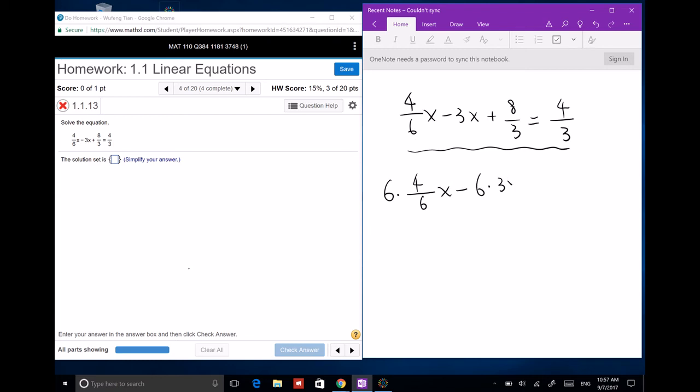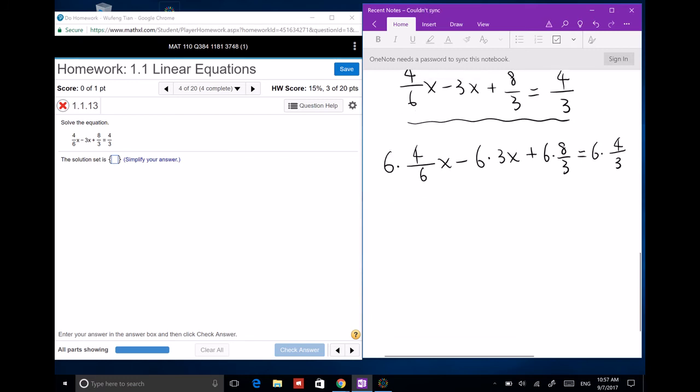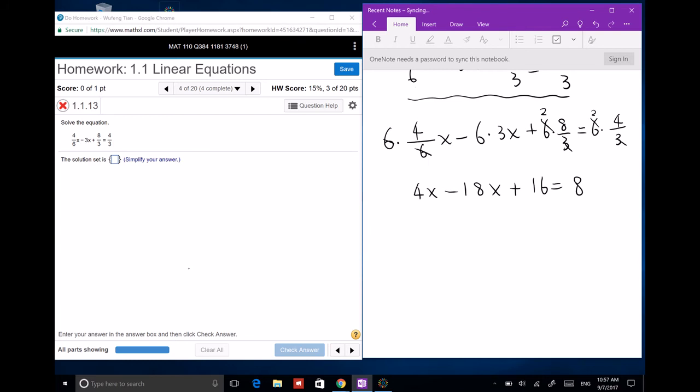Minus 6 times 3x plus 6 times 8 over 3 equals 6 times 4 over 3. I multiply all the terms by 6. So now we reduce it. 6 cancelled. 4x minus 18x plus, reduced, 16, this is 2, equals, reduced, is 8. Now I combine the x, combine the numbers. So negative 14x equals negative 8. So x equals negative 8 over 14. Reduce it, negative 4 over 7.